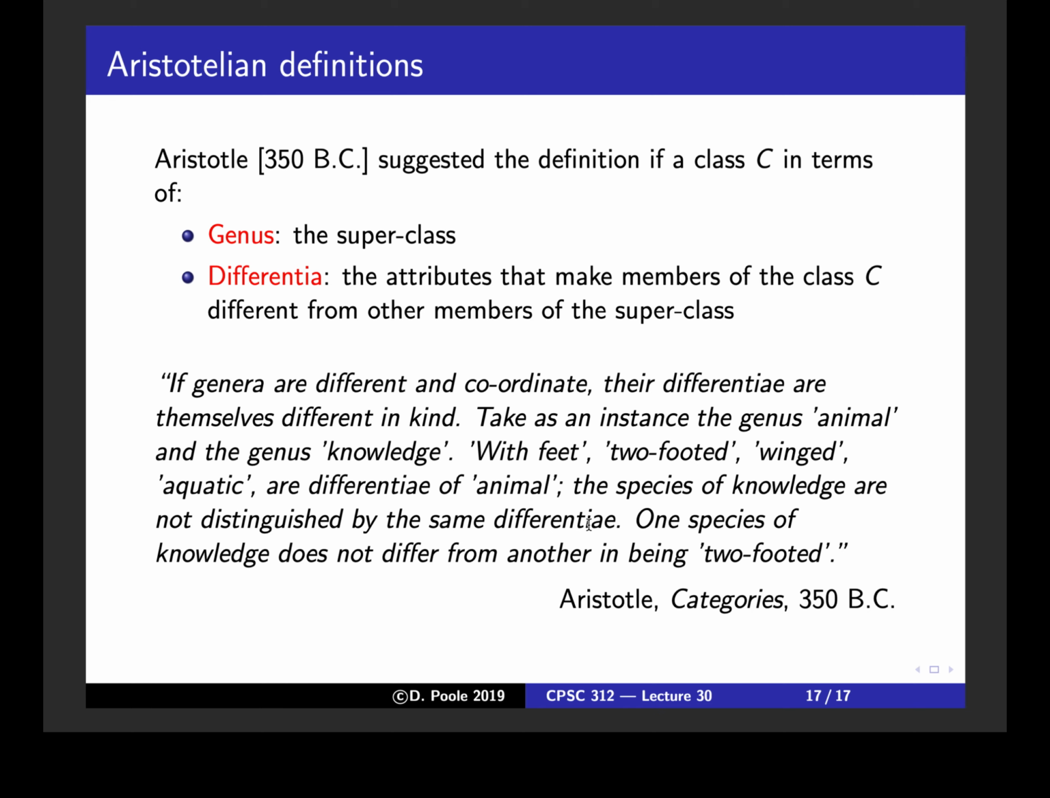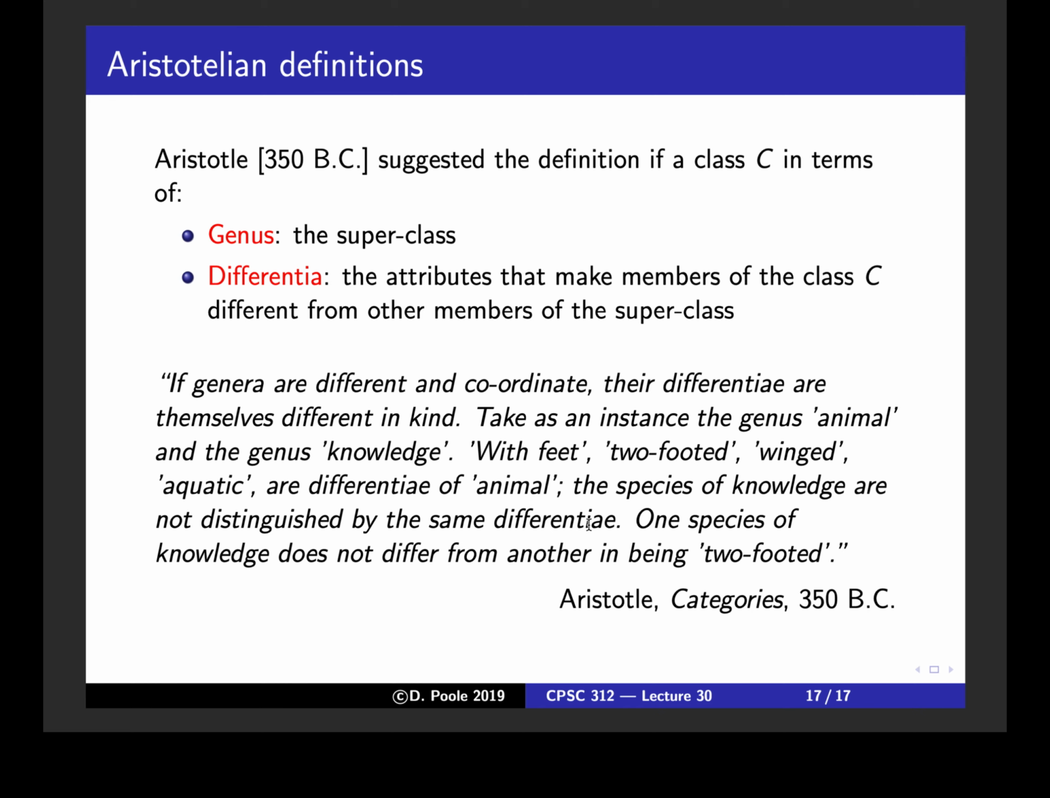In other words, we can distinguish one class of animal from another class of animals by whether they have feet or not, whether they have two feet, whether they're winged. But if we have classes of knowledge, you can't distinguish them by these. A two-footed knowledge doesn't make sense. Or as Aristotle says, one species of knowledge does not differ from another in being two-footed.